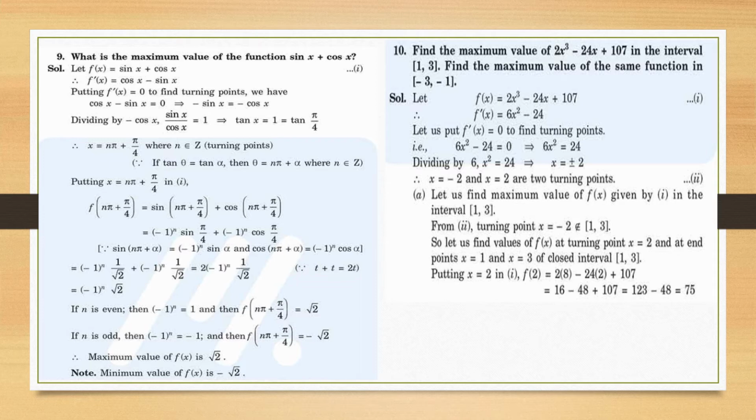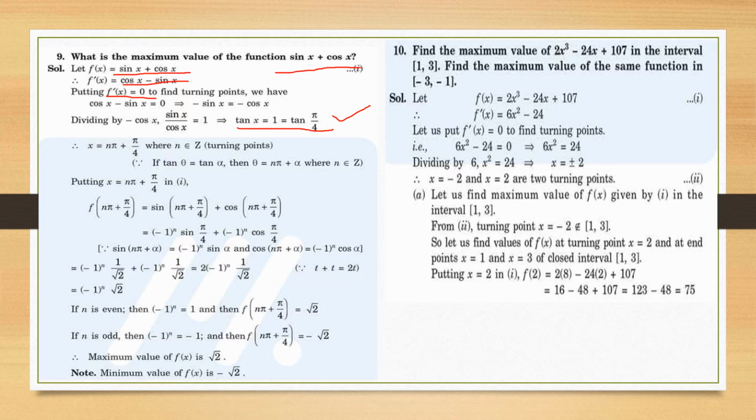What is the maximum value of the function sin x plus cos x? Here the function is sin x plus cos x, and the derivative is cos x minus sin x. To find the critical point, put f dash x equal to 0 and we get x as pi by 4. In general we take it as pi by 4.